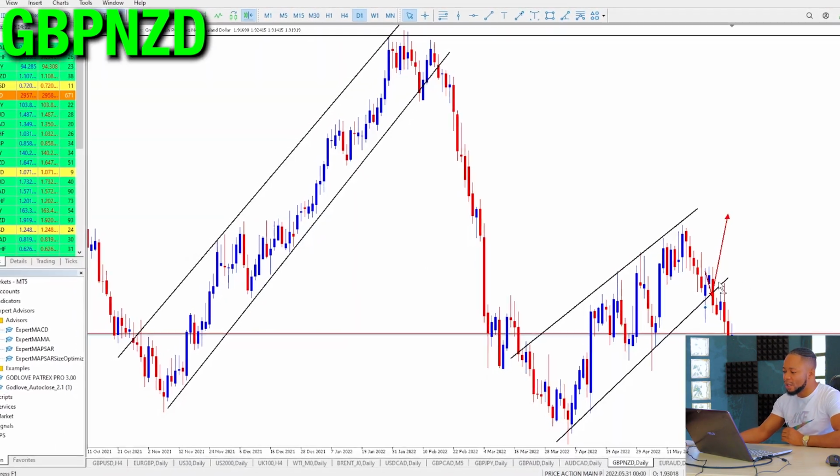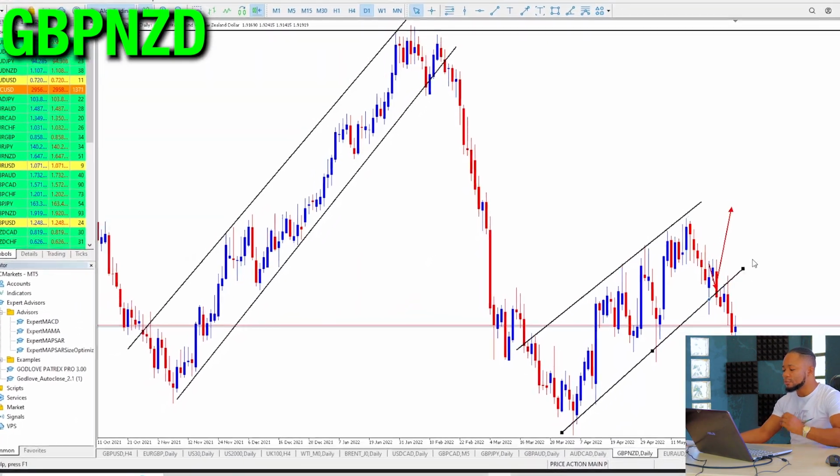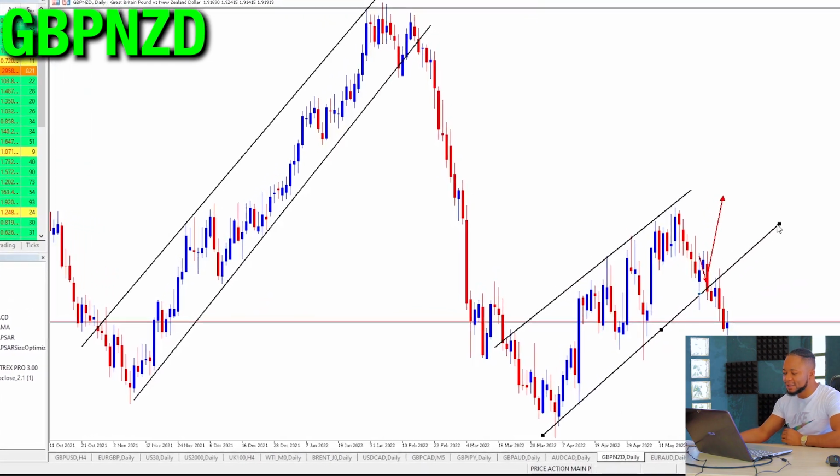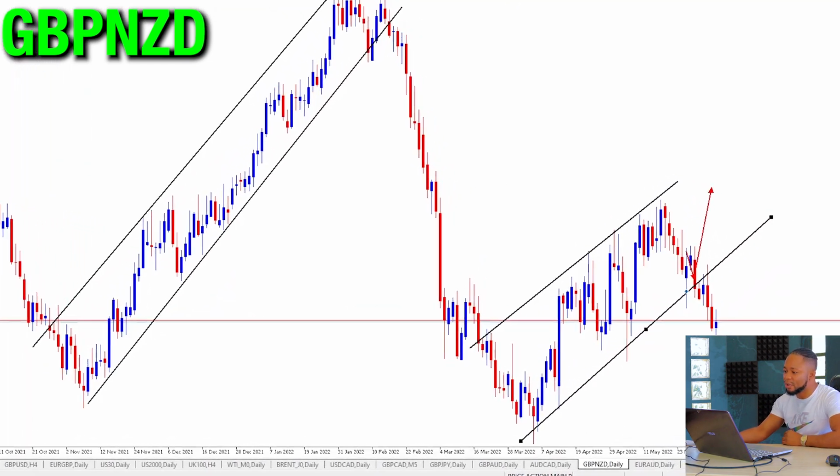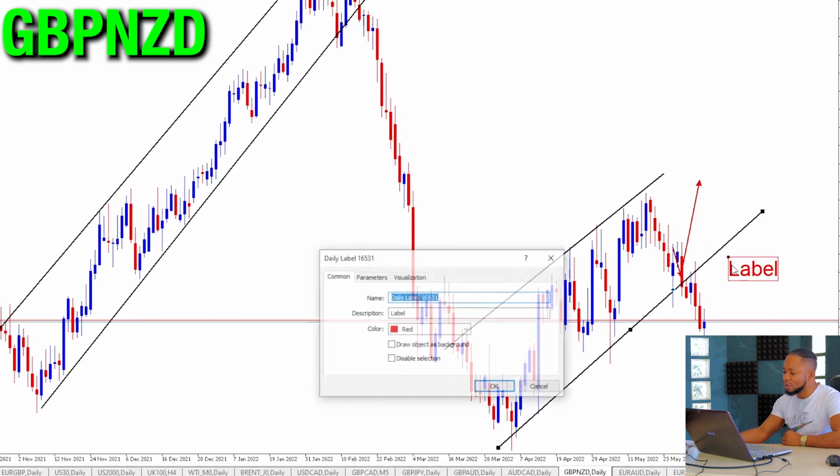The same thing goes for what? This structure was already broken on Great Britain Pound NZD. This one is very, very clear on Great Britain Pound NZD. If the market opens, I'm just doing what we call what?